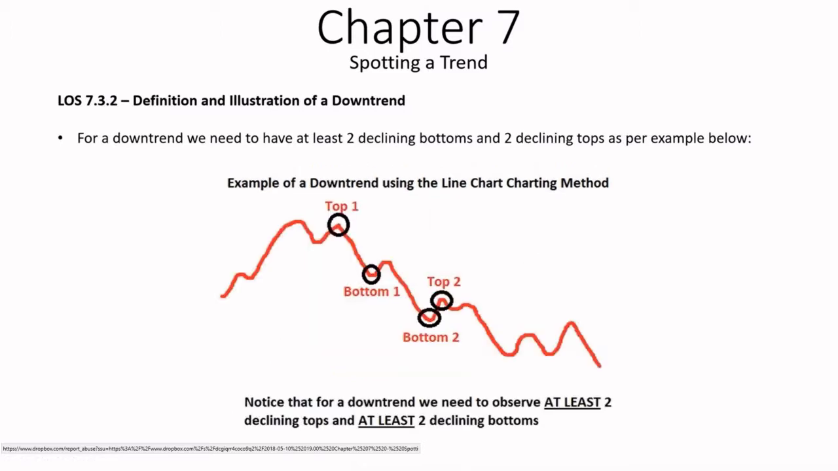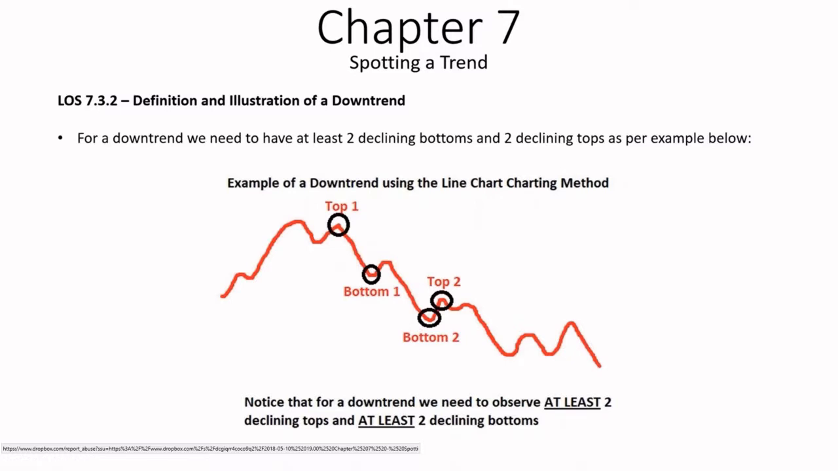For a downtrend, we need to have at least 2 declining bottoms and 2 declining tops as per example below. So here is my first top, and the second top, the top that was made after the first top, is at a lower price level. Here I have my first bottom, and the second bottom, which was made after the first bottom, is again at a lower level than the first bottom. So this confirms a downtrend.